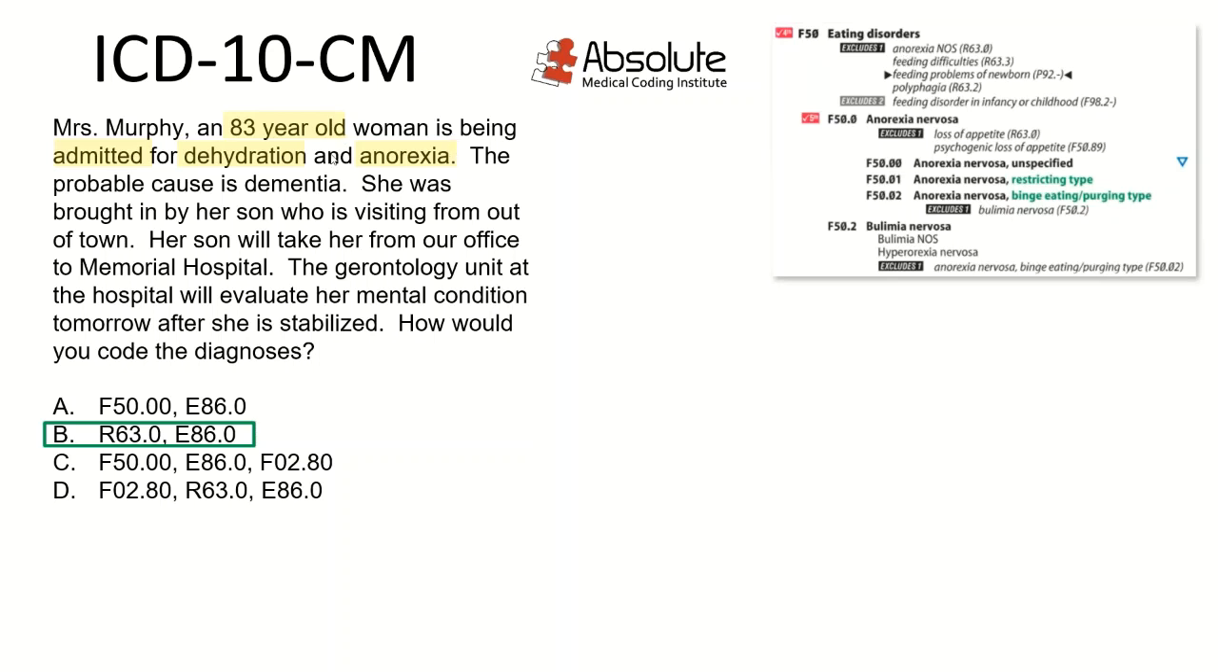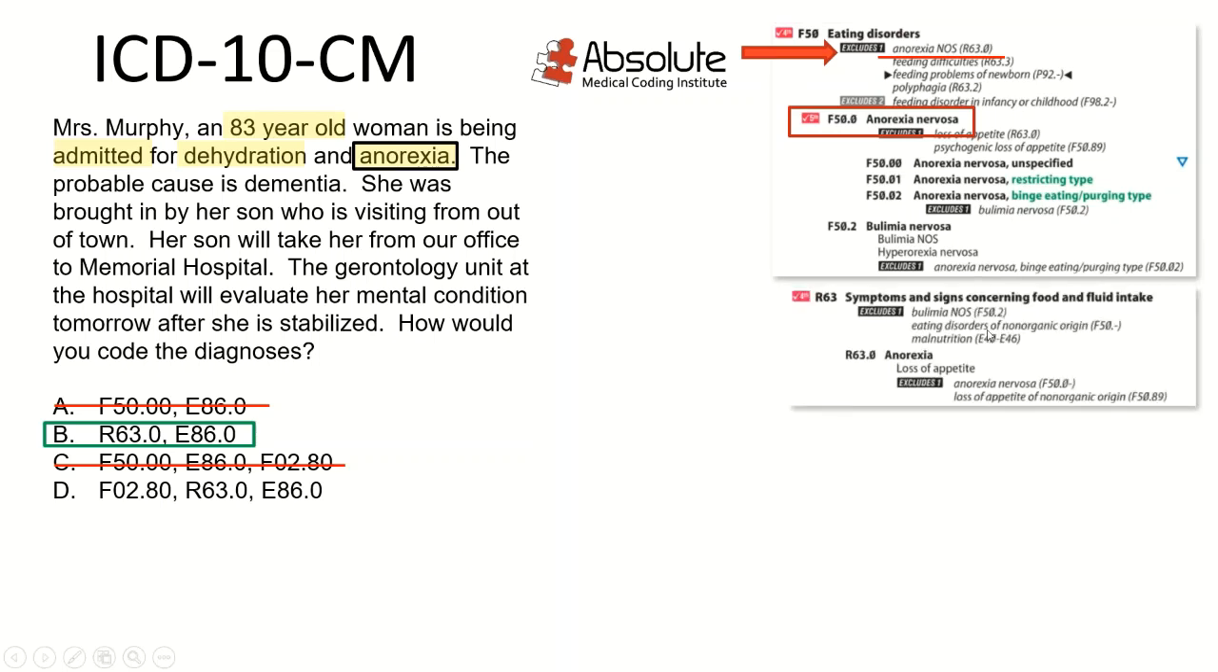In our scenario, it does not specify. The doctor does not say that this patient has the eating disorder anorexia nervosa. It just says anorexia, otherwise known as anorexia not otherwise specified, because he's not specifying the exact type of anorexia. So that means we can't code F50.00. Based off that Excludes1 note, we are going to get rid of answer A and also answer C.